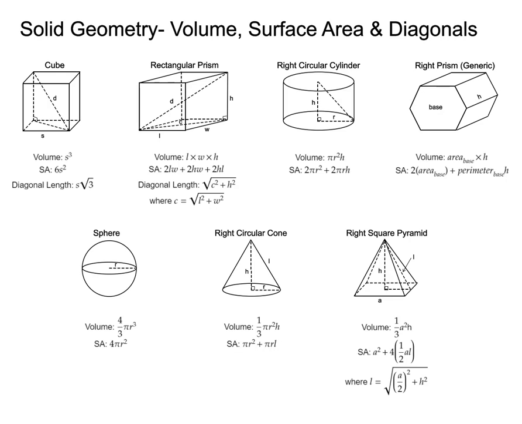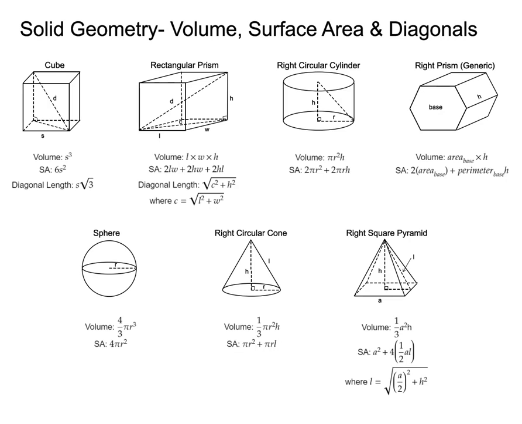For a sphere, it's important to memorize the formula for volume and surface area, as they may not always be given. So for the volume, you simply take 4/3 times pi times r cubed. For surface area, you just take 4 pi times r squared.